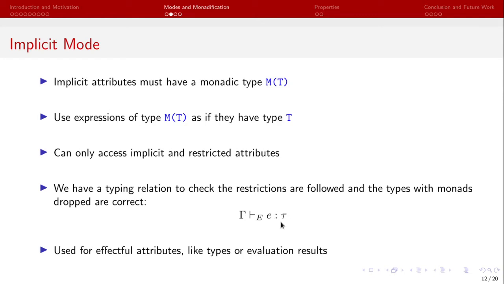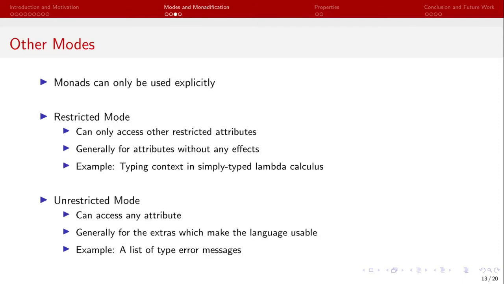Implicit attributes are used for effectful attributes, such as the typing we saw earlier that might not succeed, or for evaluation results. In our other two modes, monads may only be used explicitly, so we can't use a monad implicitly, ignoring the monad's presence. The restricted mode can only access other restricted attributes, hence restricted, and is generally for attributes without effects, but which are still part of the standard language semantics. The typing context we saw earlier would be an example of a restricted mode attribute.